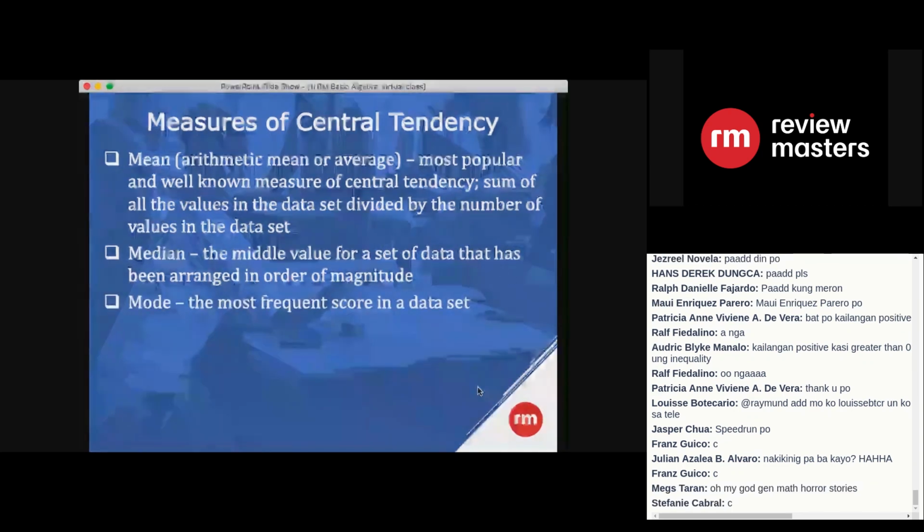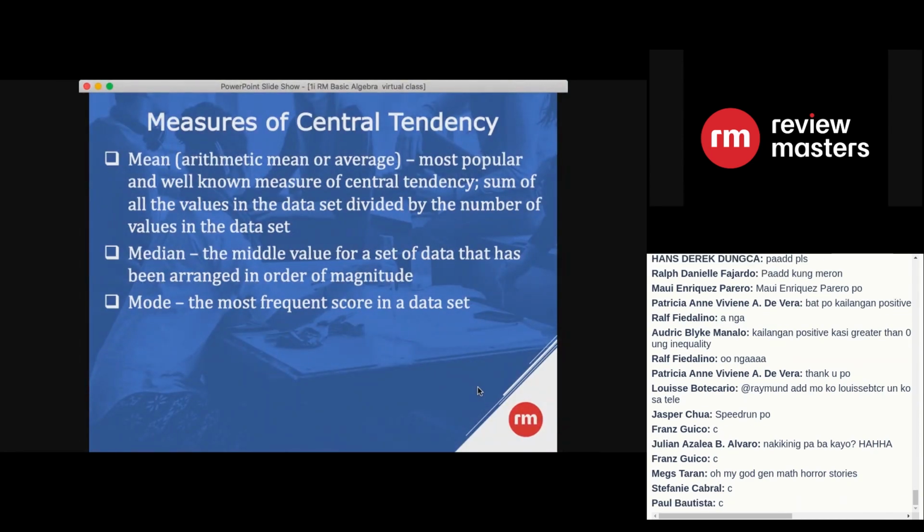Mode. It is the most frequent score in the data set. Okay? Yung pinaka madami o pinaka mataas na frequency, that is your mode.